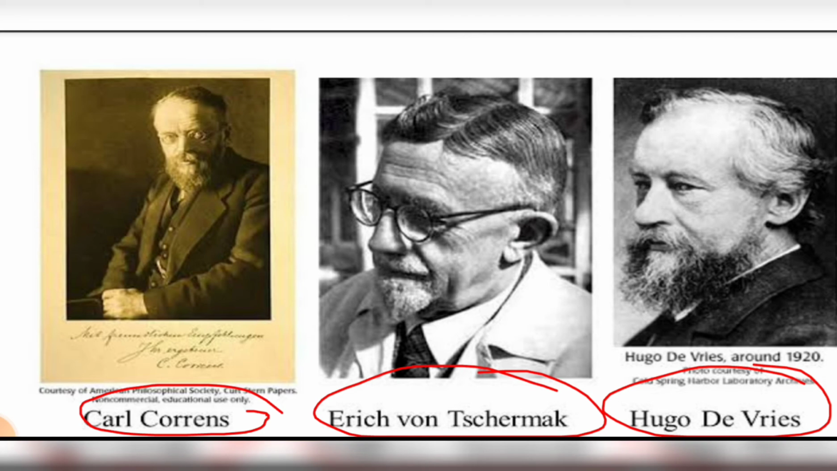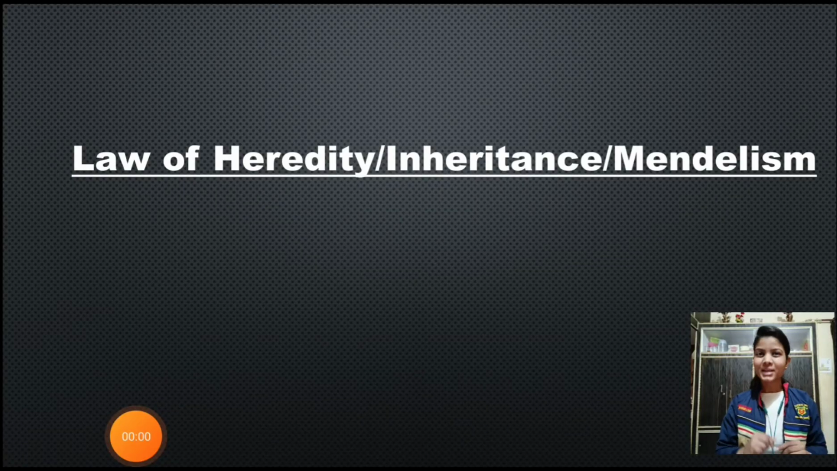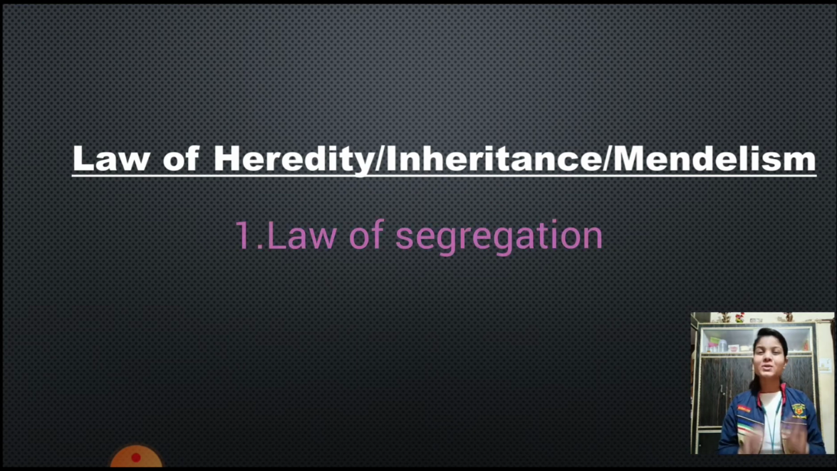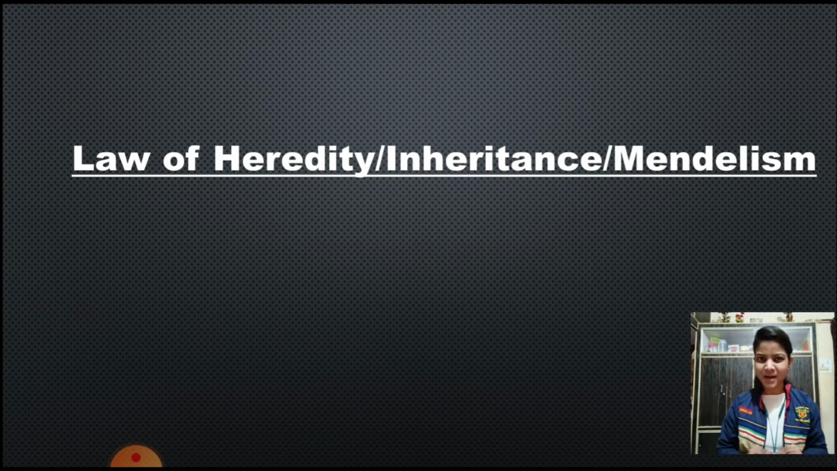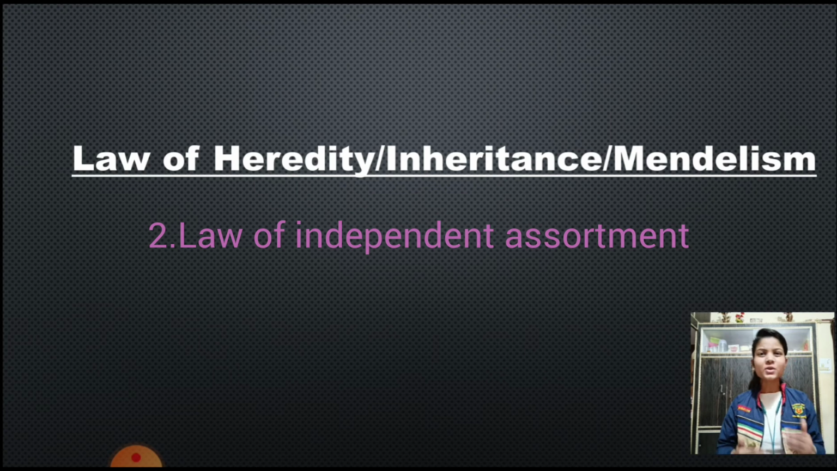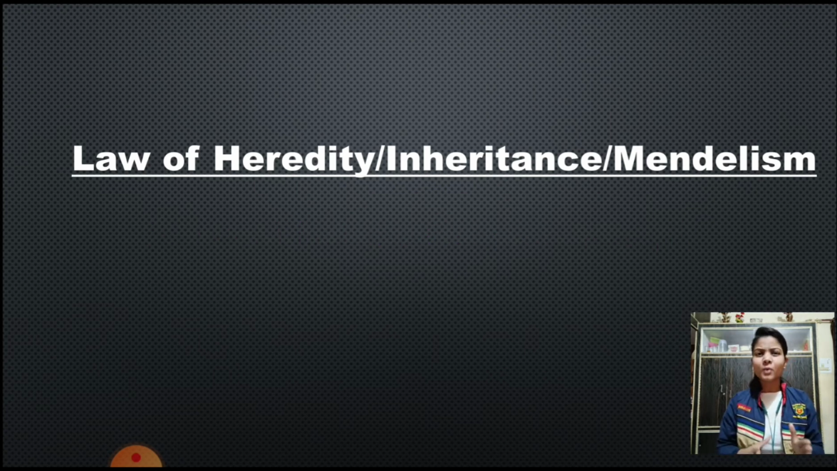Correns gave two laws of Mendelism. These laws are known as the law of heredity, law of Mendelism, or law of inheritance. The first law is the law of segregation and the second law is the law of independent assortment. Later on we will study each law of Mendelism one by one.